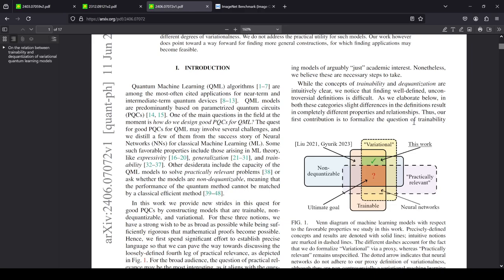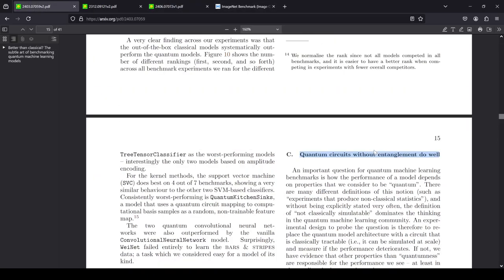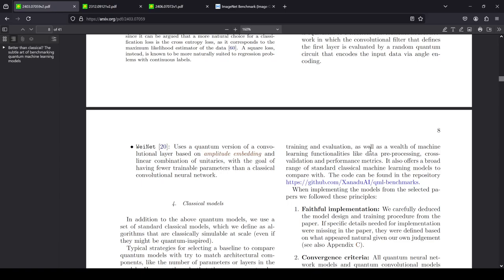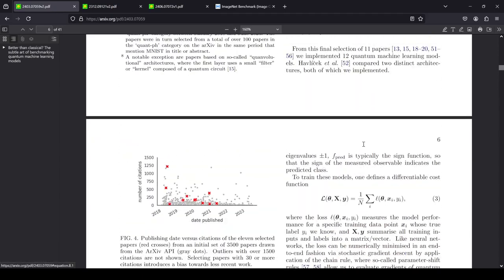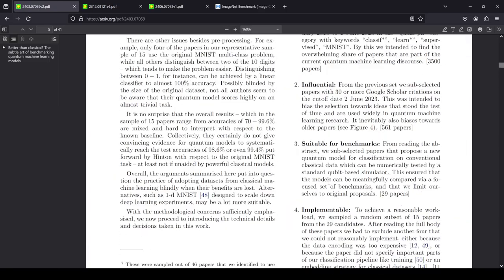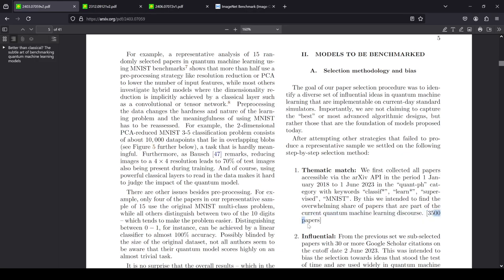There's like thousands of papers. Two papers ago, we said they found like 3,500 papers that used quantum and MNIST or something. Where is it? Here we go. Yeah, 3,500 papers that do some sort of classification or supervised learning in quantum physics. And that's huge, right? There's a lot of work, and this is the question that matters, right?